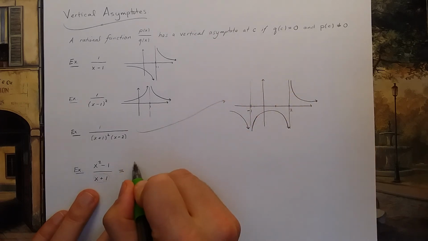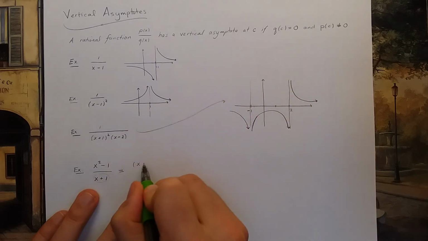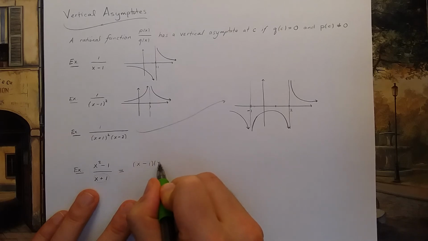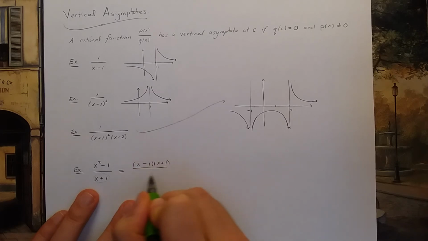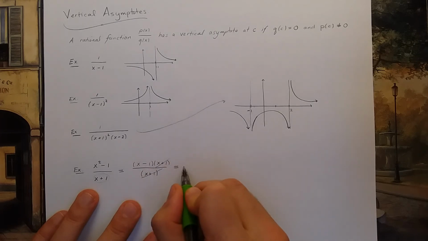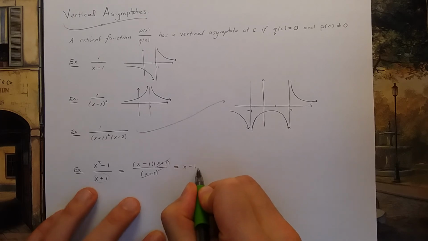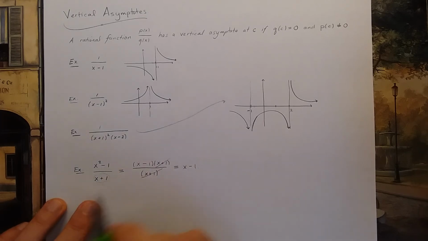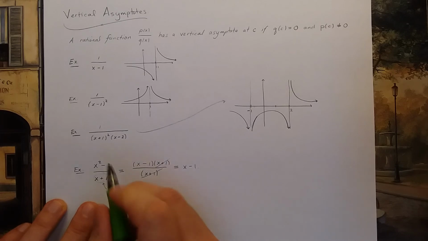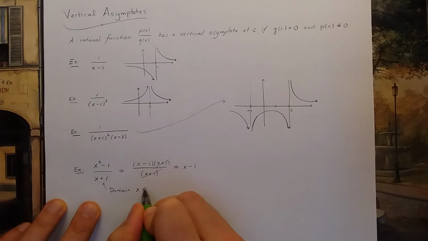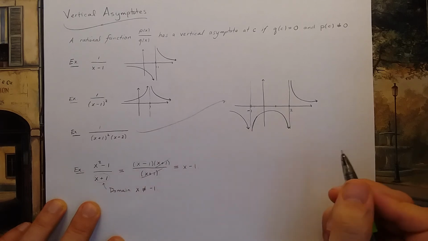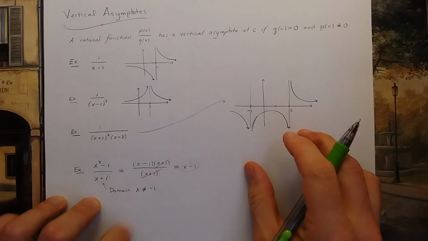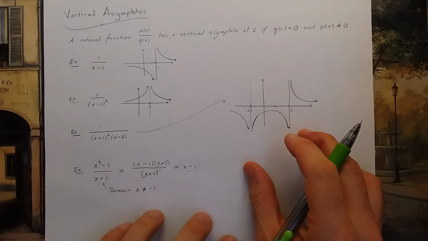You can see what's happening if you factor. So the top has a difference of squares, x minus 1 times x plus 1, and the bottom is x plus 1. These terms cancel, and it looks like I get the function x minus 1, but we have to remember the domain. The domain of this original function was all values x except for negative 1. So I have the graph of the function x minus 1 except at one value.